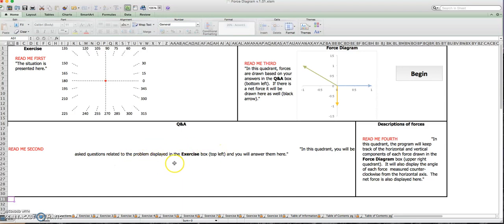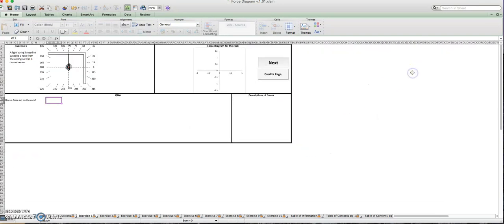Based on those questions, they will be drawing a force diagram. So they'll put in the length, what angle it is, what the name of that force is, what causes that force, that kind of stuff. And then in this fourth quadrant, it keeps track of the X and Y components of those forces and what the net force is and what direction it points. Okay, so let's go ahead and get started on the first one.